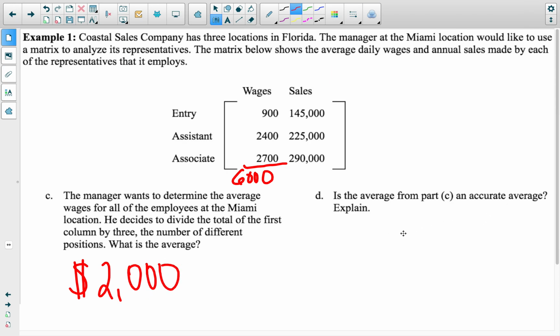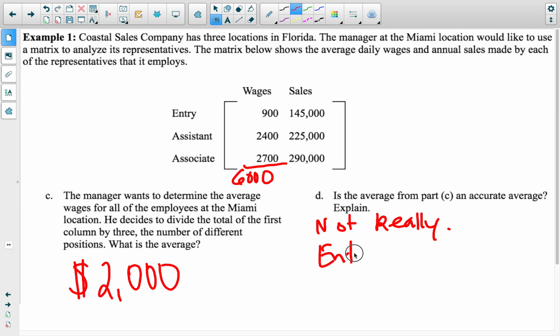Is this an accurate average? So is this 2,000, is it telling us anything? It's telling us that the average of an entry, assistant, and associate daily wage is 2,000. Is that telling us anything? Is it accurate? Not really, because we have the separation by position. Okay, so not really.